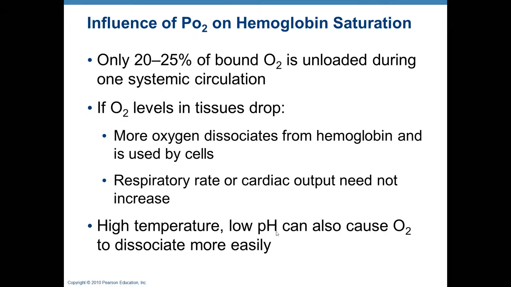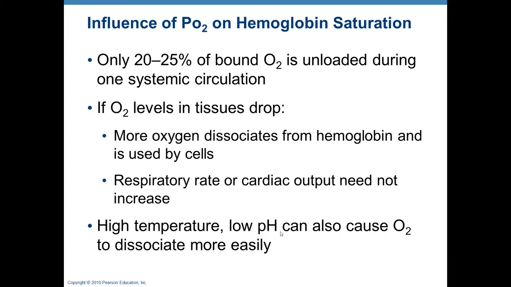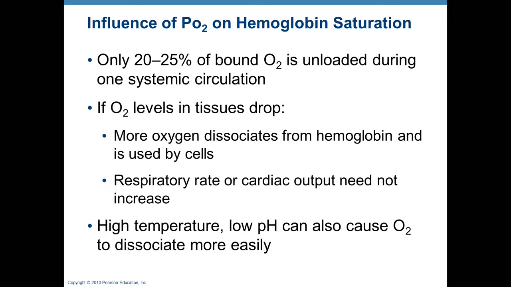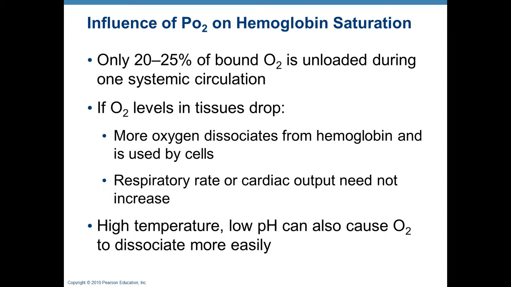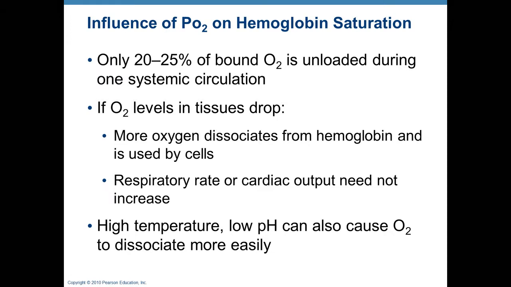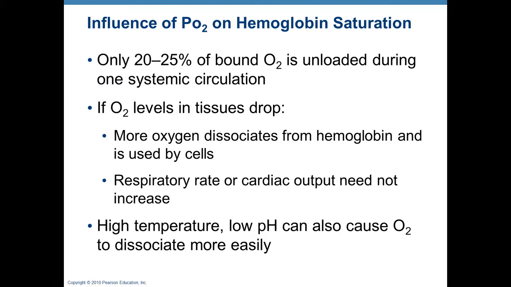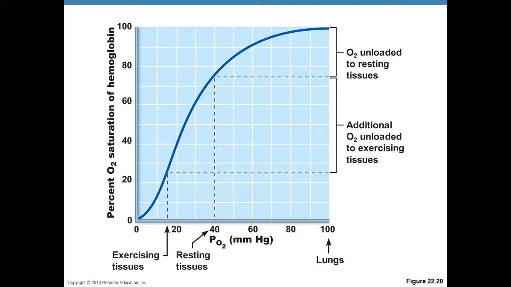Low pH. Low pH can be an indication that you've got excess carbon dioxide that's building up in tissue fluids. That's another indicator of cellular respiration. Cellular respiration gives off CO2 as a waste, and excess CO2 causes the pH of your body fluids to go down. We'll be seeing more of that in just a few minutes.